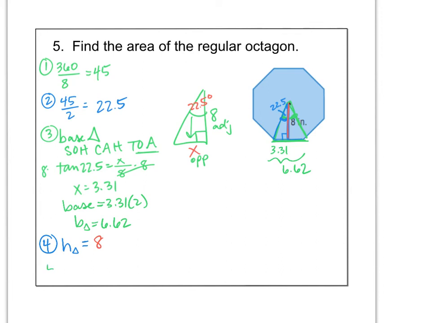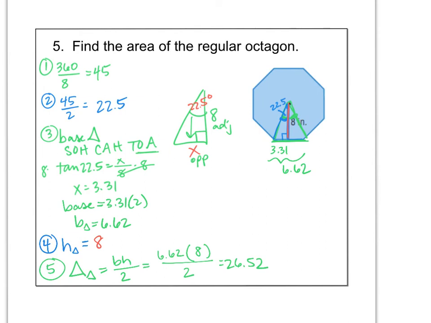Step number 5. Now you find the area of your triangle, which remember, it's base times height divided by 2. Well, the base was 6.62. The height is 8. And then multiply those together, divide by 2. When I do that, I get 26.52.